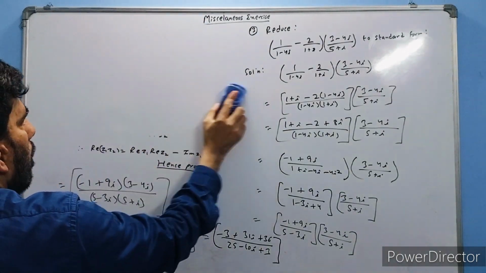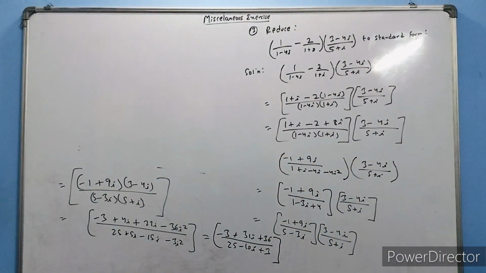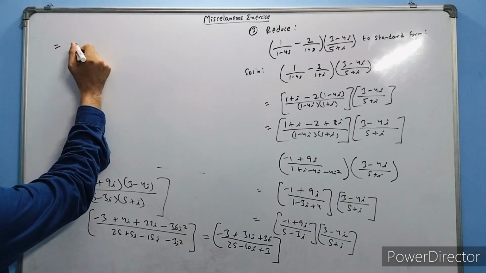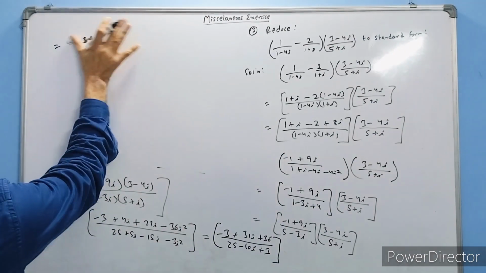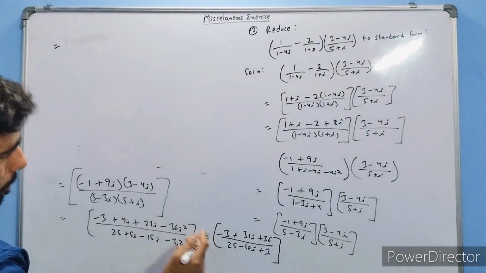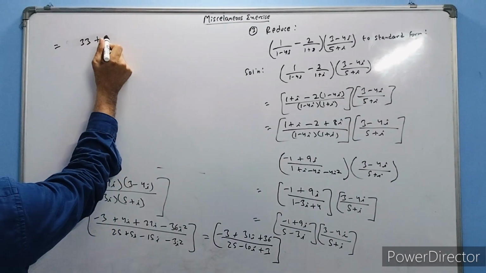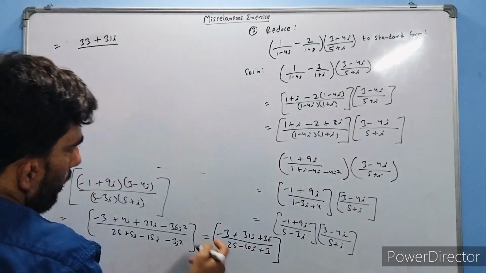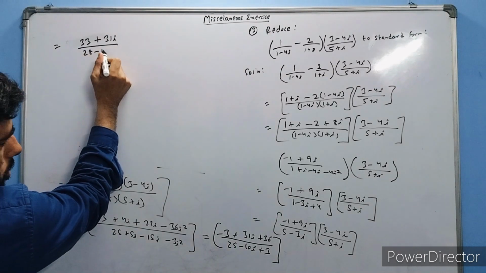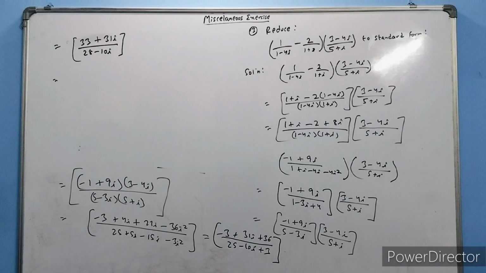Now we have minus 3 plus 31, now what will we have? 36 minus 3 is 33, 33 plus 31i upon, we have 28 minus 10i. So we have this. What can we do further?